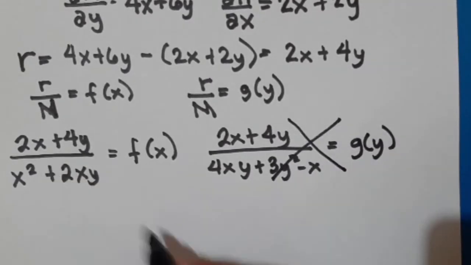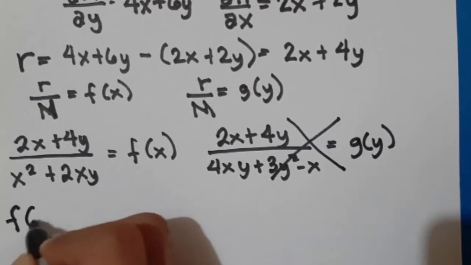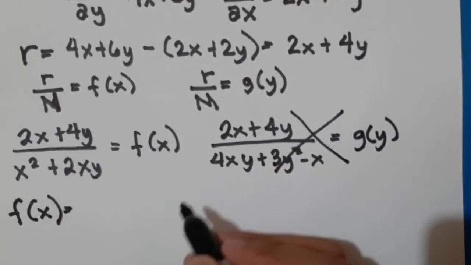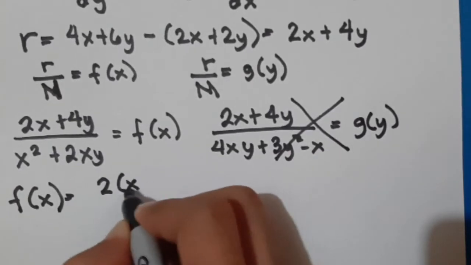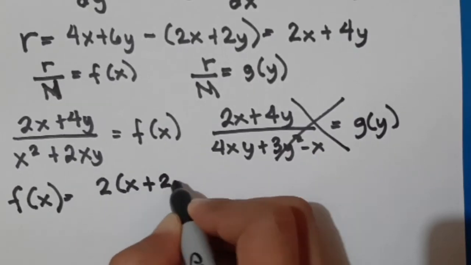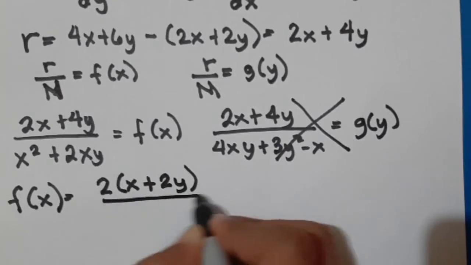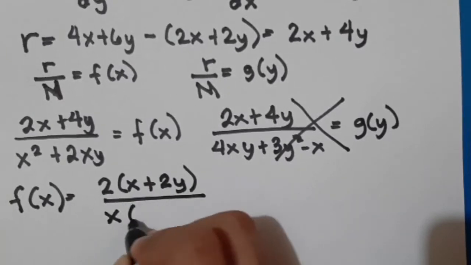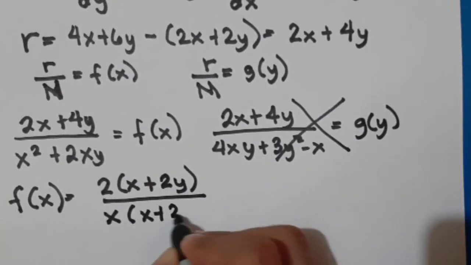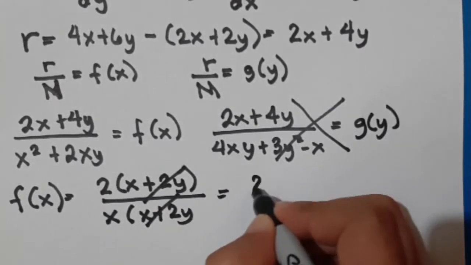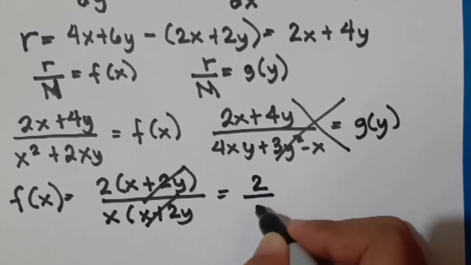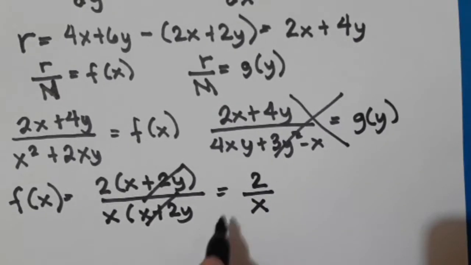So, let us check if the function of x can be simplified. We can factor out 2 in our numerator, so we have x + 2y. Then we factor out x in the denominator, and we have x + 2y. Obviously, we will cancel x + 2y. And the remaining equation is 2 over x. Therefore, this is a function of x alone.